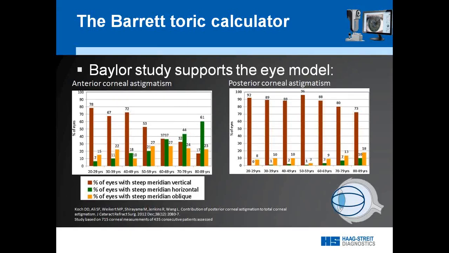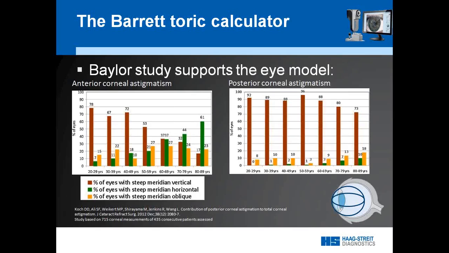What the left side shows is that on the anterior cornea we have a strong dependence of the kind of astigmatism on age. In early years, patients tend to show with-the-rule astigmatism, but the older they get, the more against-the-rule astigmatism we see. So the red bars are declining with age as compared to the green bars, which are rising. The oblique astigmatisms are more or less constant.